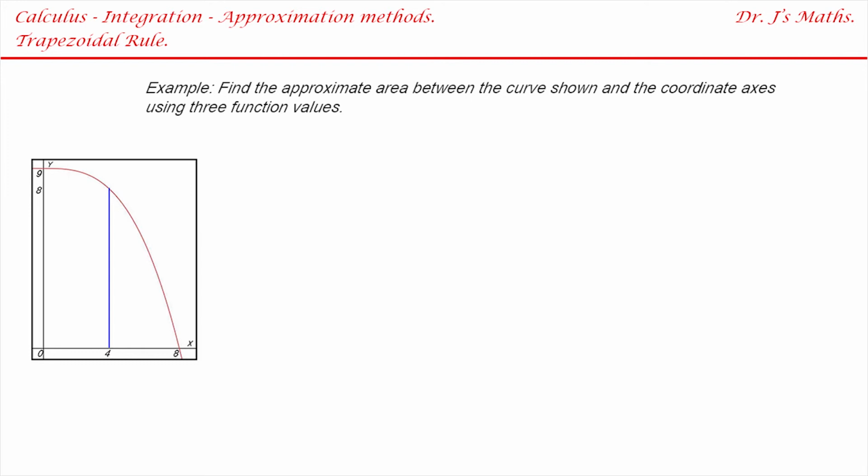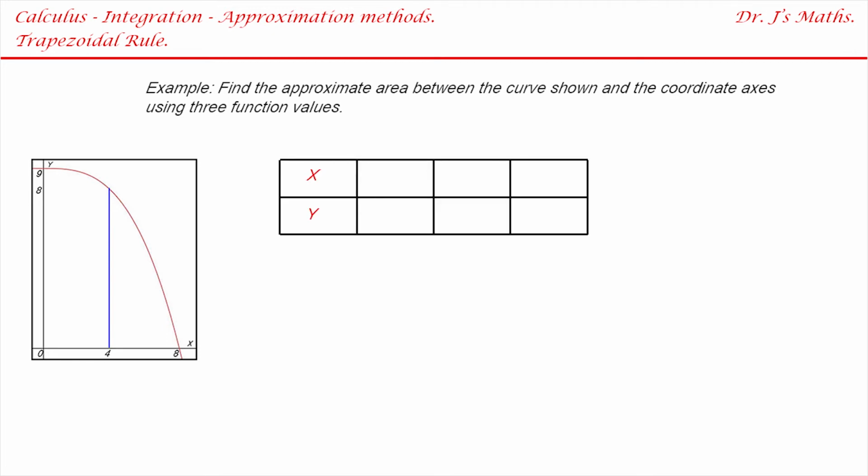The difference is that we haven't been given the equation, we've just been given the diagram, and so we have to read our values for x and y off that diagram. So following the same steps, draw up your table, put in x and y, put in your first and last x values, which are 0 and 8, and then average to get the 4, which is what they gave us in the diagram anyway. Then the y values we just take off our graph.